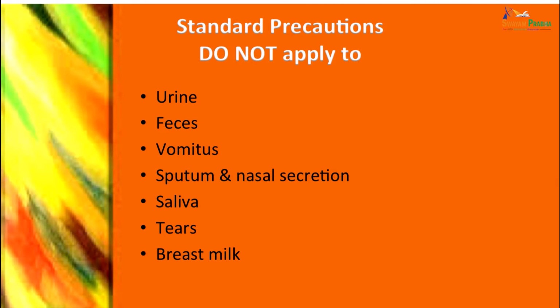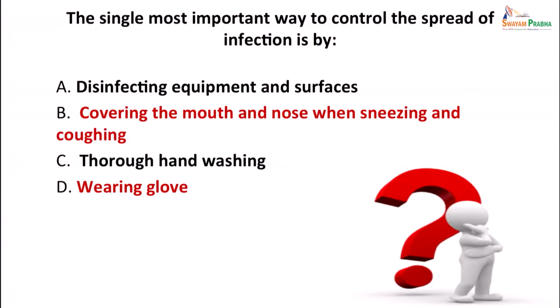One thing you have to understand: these standard precautions do not apply to specimens like urine, feces, vomitus, sputum, saliva, tears or breast milk. They apply mainly to blood and blood-stained fluids. The single most important way to control the spread of infection is by disinfecting equipment and surfaces after use, covering the mouth and nose when sneezing and coughing, thorough hand washing, and wearing gloves. These are very simple methods to prevent the spread of infection.